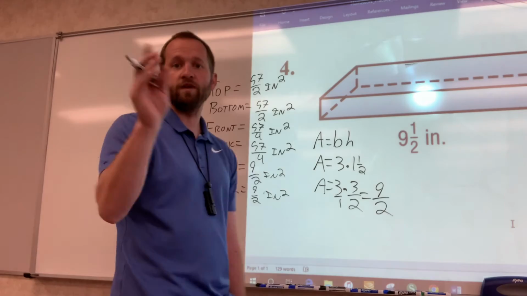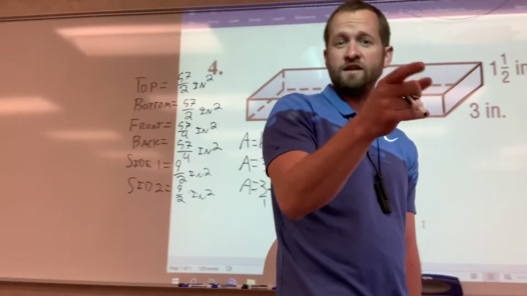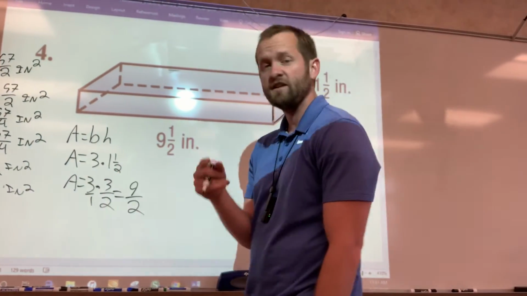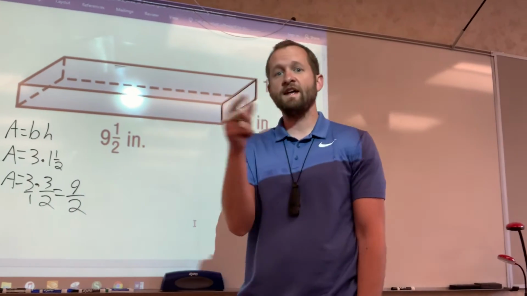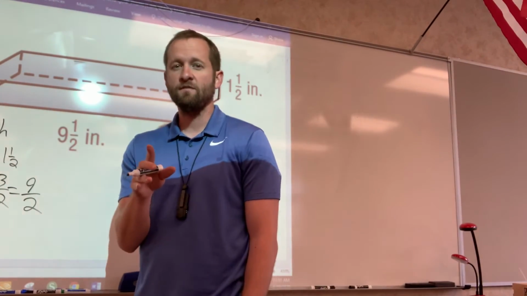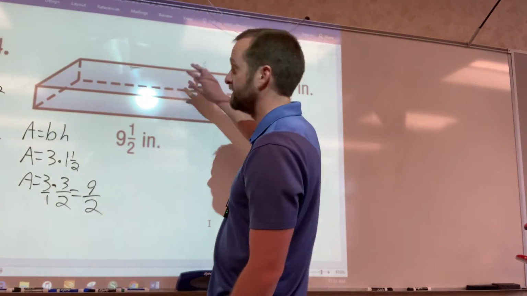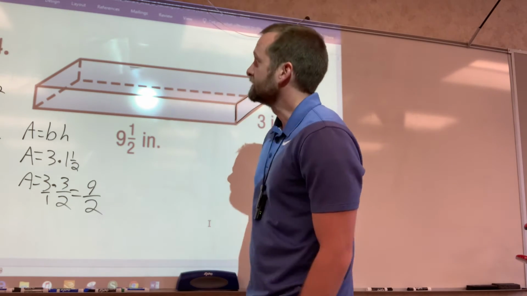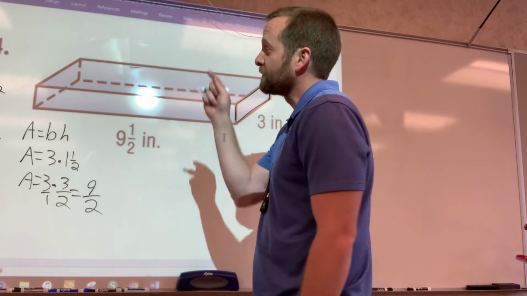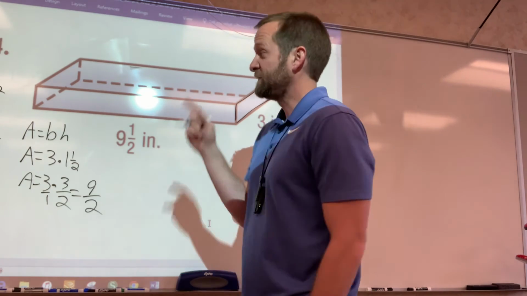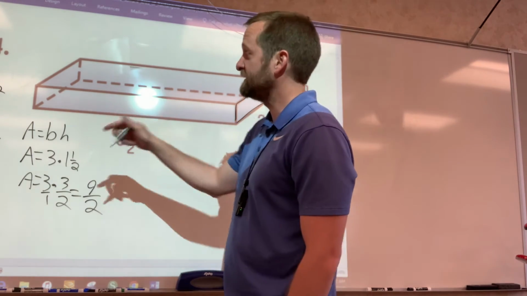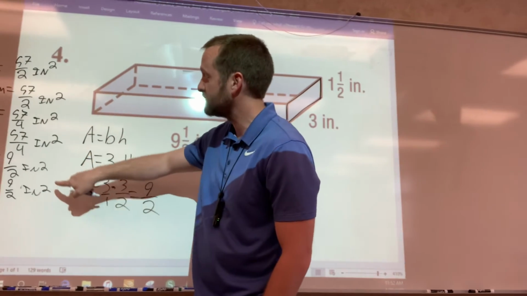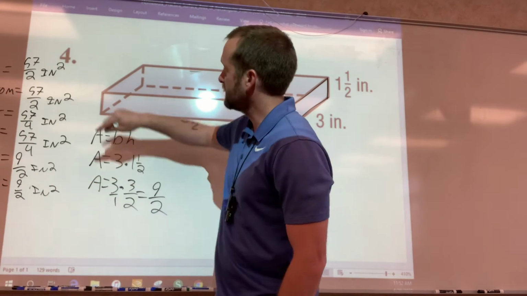So far we have found the area of each side. Now, to finish this, to find the surface area, we just need to add all of those together, right? That's going to give us the total surface area of this rectangular prism, of this three-dimensional object. Okay, so that means we have to do 57 halves plus 57 halves plus 57 fourths plus 57 fourths plus 9 halves plus 9 halves. So let's start with these two that are the same.